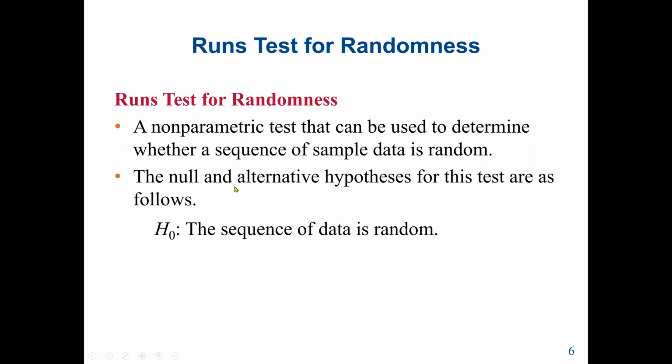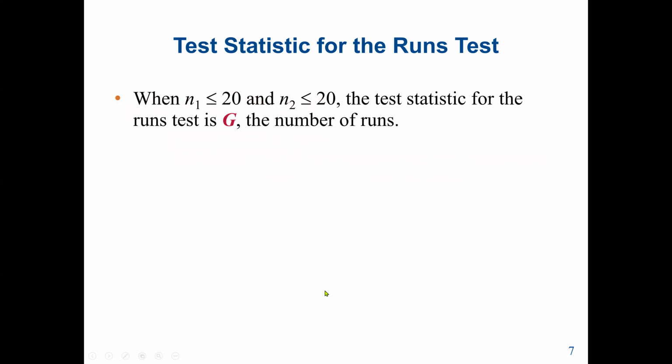So here the null and the alternative hypotheses for this test are as follows. H0: the sequence of data is random. Then HA, which is the alternative hypothesis: the sequence of data is not random. Now we have two types of test statistics here based on the size of the sample. When N1 is less than or equal to 20 and N2 is less than or equal to 20, the test statistic for the runs test is G. G is the number of runs. As we saw in our previous example, the number of runs was 5.